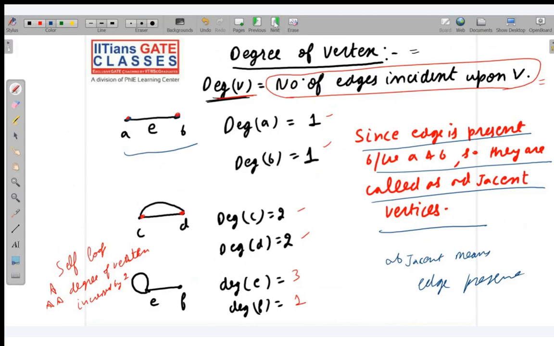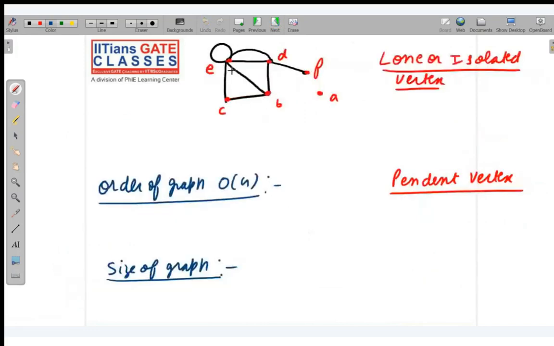Okay. Yeah, so next, a few terms are coming. So this is a graph given to us. So first term is lone or isolated vertex. Isolated means what? Which is having degree 0. So A is lone or isolated vertex, meaning degree 0 vertex. Degree 0 means no edge is there, na? That's why. Pendant vertex. Like we say pendant, it means what? In watches we see. So degree 1. This is pendant. Okay. So F is pendant vertex. So what is F? Degree 1. Degree 1 vertex is pendant vertex.